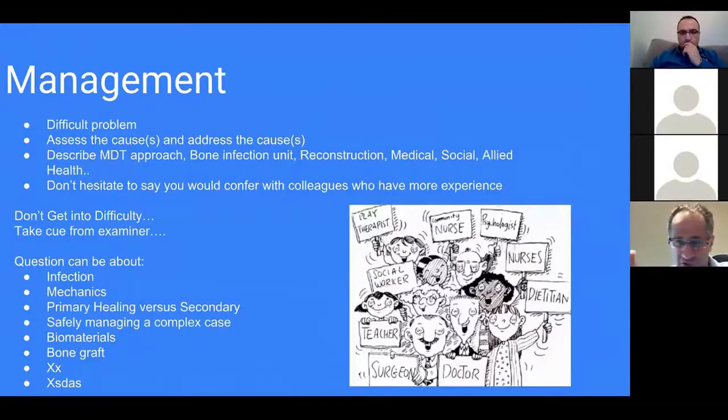But giving an overall approach to this and moving quickly through this will allow you to get on to discussing where the meat of the question is. For example, is this question all about infection? Is it about mechanics? Is it about primary versus secondary healing? Safely managing a complex case? It could be about biomaterials, bone grafting, and I've put in lots of letters in there to say it could be anything. The question can go in any direction they wish it to go, but take your cue from the examiner and don't get yourself into difficulty by going into fine details. Trust me, stay in the basics, keep it simple.